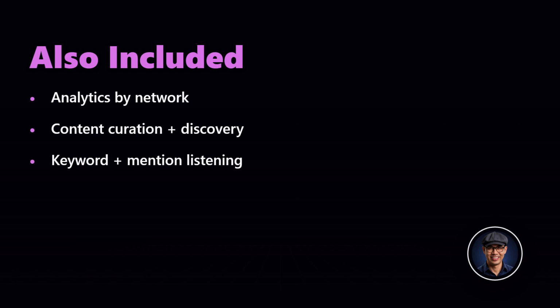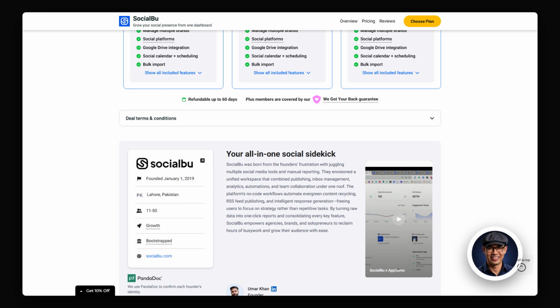Beyond that, built-in analytics comparing results by network, content curation to find and share relevant posts, and keyword listening to track mentions and conversations in your niche. SocialBu was founded in 2019, based in Lahore, Pakistan, bootstrapped, 11 to 50 employees, still in growth stage. Founder Umar Khan built it after getting frustrated juggling multiple social tools and manual reporting himself.